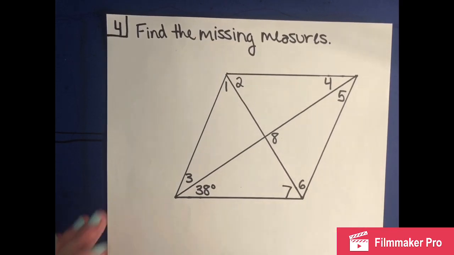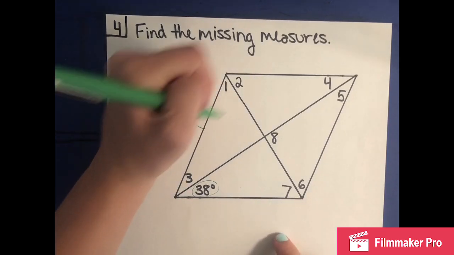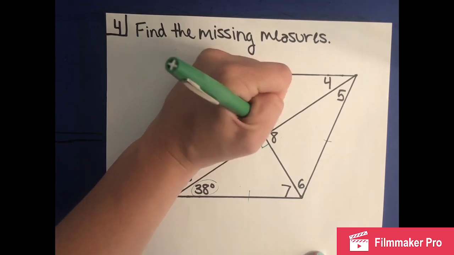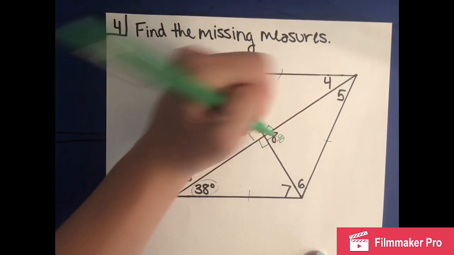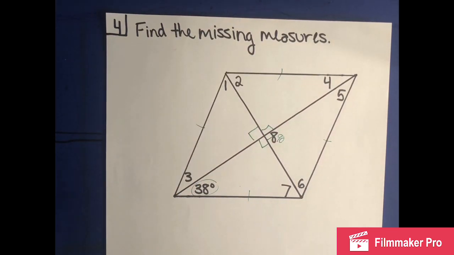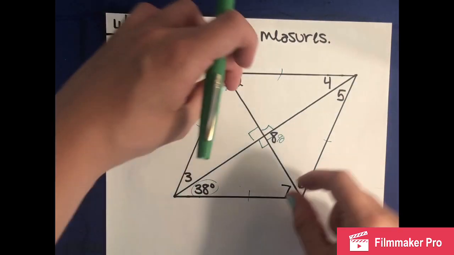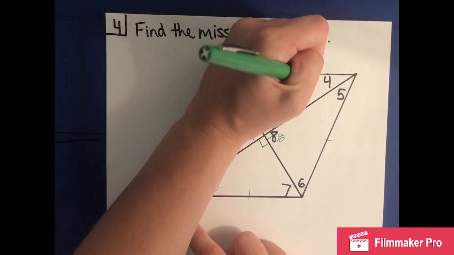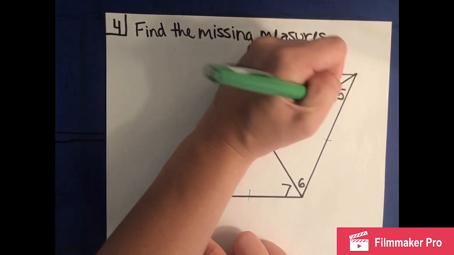Number 4, it says find the missing measures. Fill in what you do know. So this is really the only angle that I have. It's a parallelogram. All these sides are the same. All the insides are 90, which is nice because I already know that one's 90. Now, if you remember back, these are the same. These are the same. Okay? So this is 38. This is 38. This is 38. We have to find these ones.